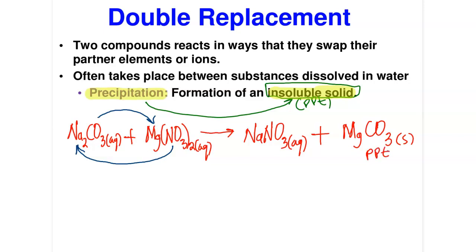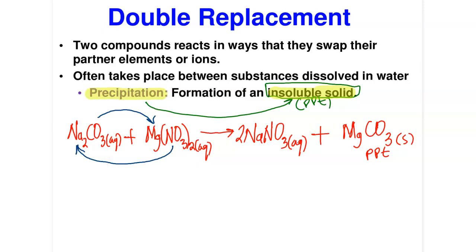We call it PPT. If we want to balance this equation, we can. Sodium is 2 here. Sodium is what here? 1. So I'm going to add 2 here. If I add 2 here, my sodium is 2. I've messed up the nitrate. Nitrate is now 2 here. I go back here, my nitrate is 2, which is coincidentally correct and good. Magnesium is 1, magnesium is 1, carbonate is 1. The reaction is balanced. So this is called a precipitation reaction, whereby two ionic compounds soluble in water reacted to form one insoluble solid and then an aqueous one.